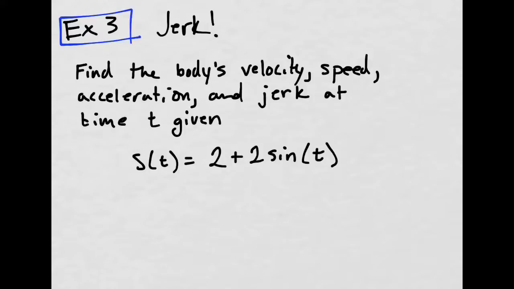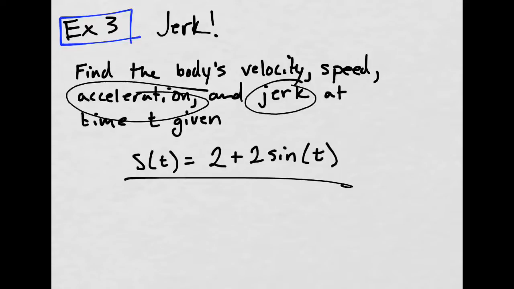What is this jerk stuff? Is it a really rude person? No. Jerk is just the third derivative of position. It's the derivative of acceleration. So you have position, you take the derivative, you get velocity. Take the absolute value of that, you get speed. But you take the derivative of velocity, you get acceleration. And then you take the derivative of acceleration and you get jerk.